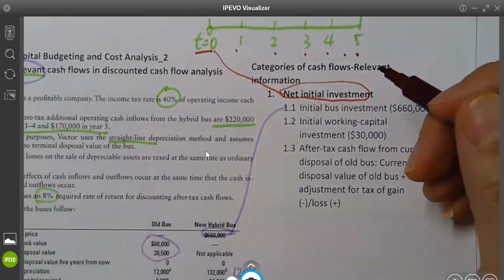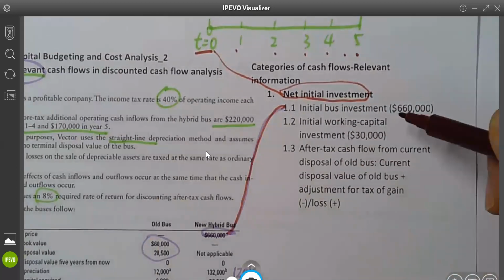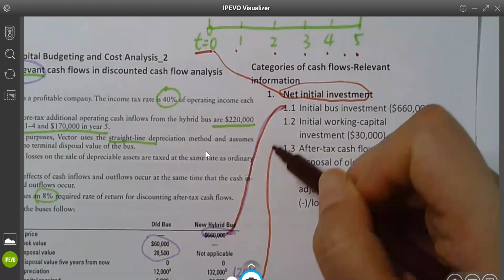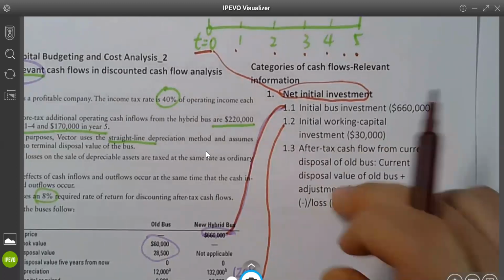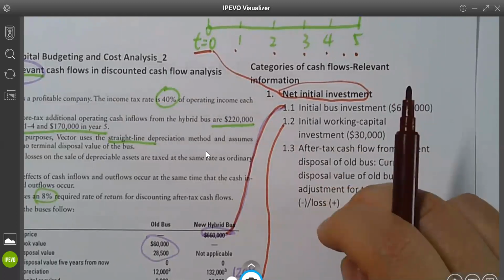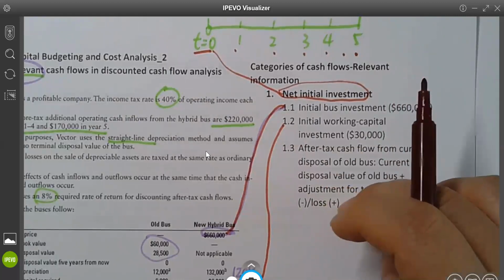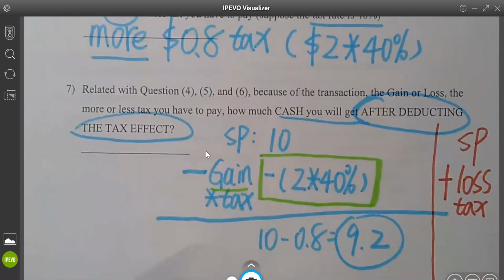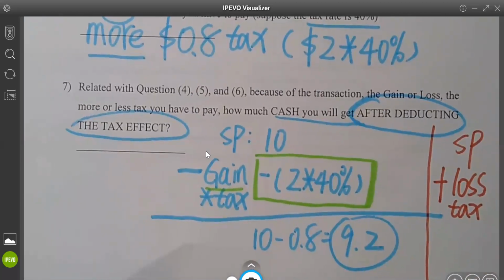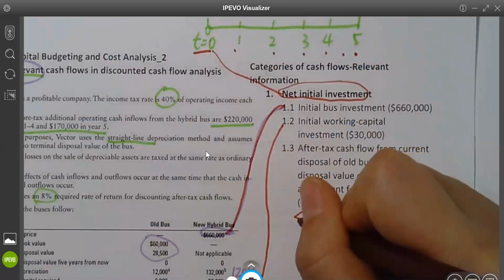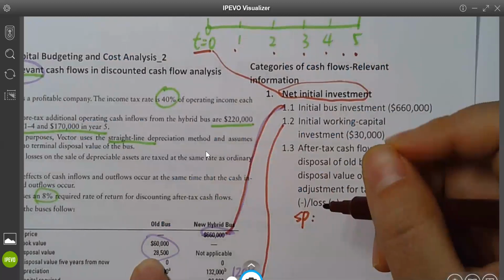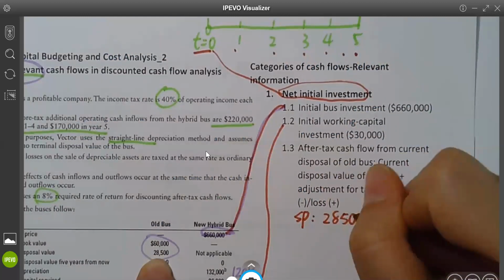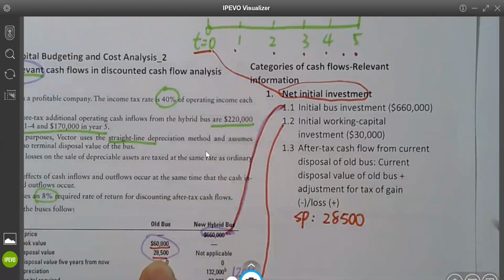The first 2 parts are straightforward: purchase price 660,000, extra working capital 30,000, and this one is when you sell your old bus, what's the cash inflow after tax. Remember, if you did this practice, you should know when we do after-tax cash flow, we make other adjustments based on the selling price. So we always start with the selling price. Your old one's selling price is 28,500. Your book value is 60,000. Your disposal value is 28,500.